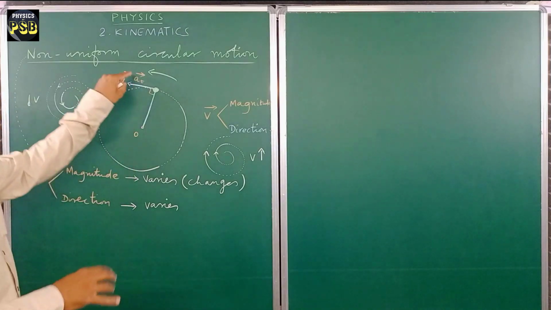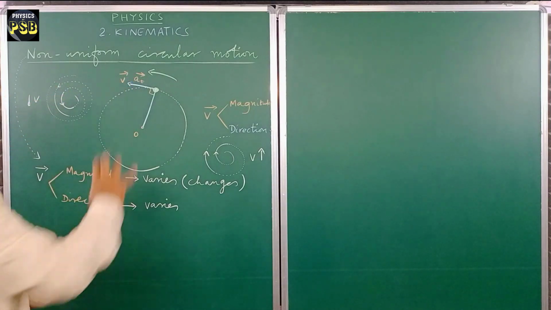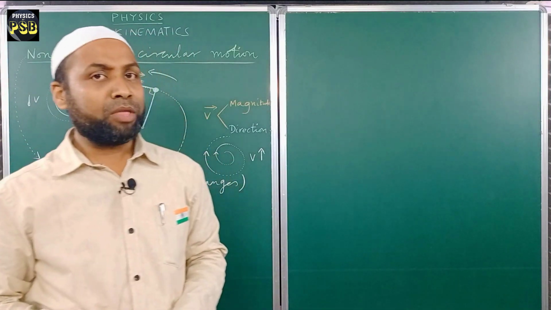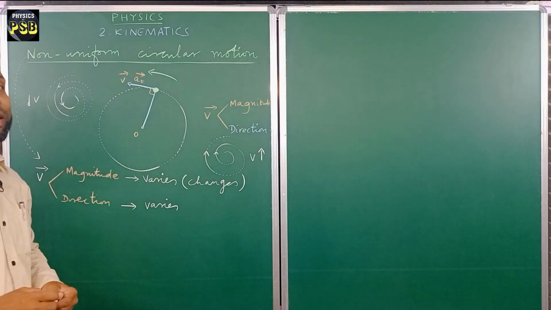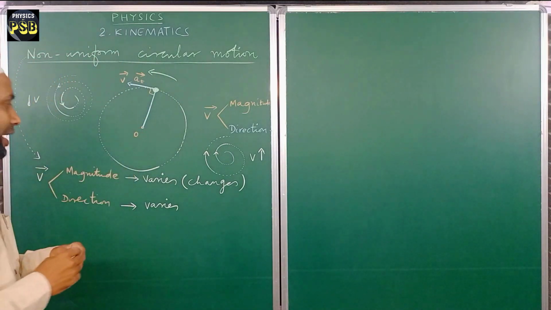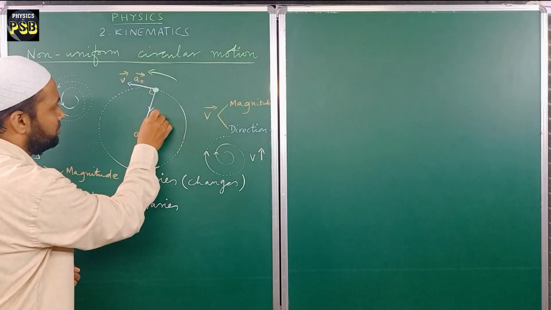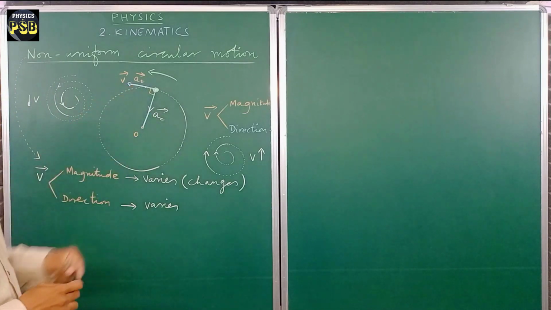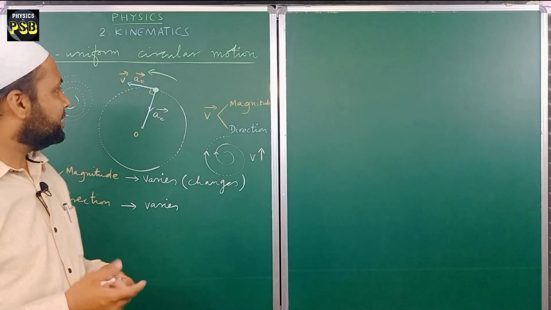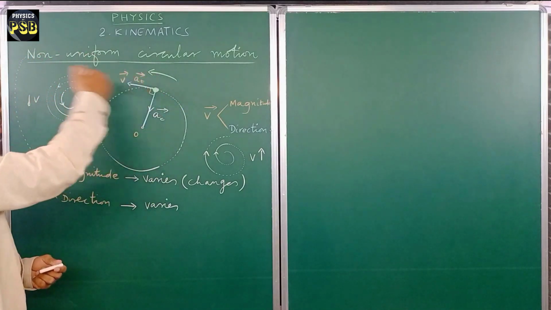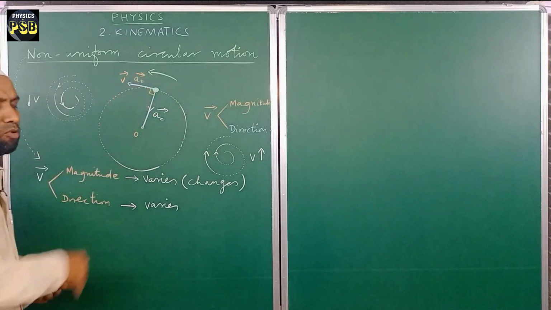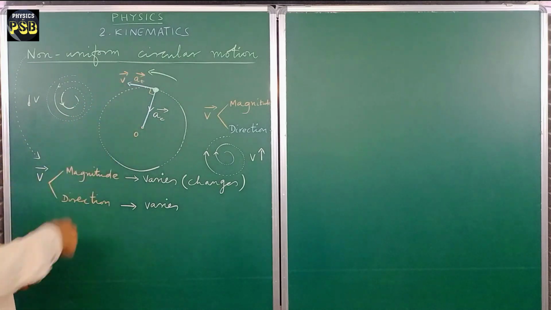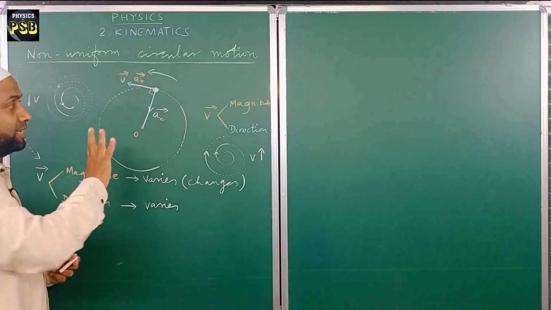Clear? Now, here I have represented the tangential acceleration. There is one more acceleration called centripetal acceleration in circular motion. This centripetal acceleration acts towards the center. Remember that. Centripetal acceleration, which is represented by the letter AC, always acts towards the center. So here we have two kinds of acceleration. One is tangential acceleration, which acts along the velocity, and another is centripetal acceleration, which acts towards the center, along the radius. Clear?